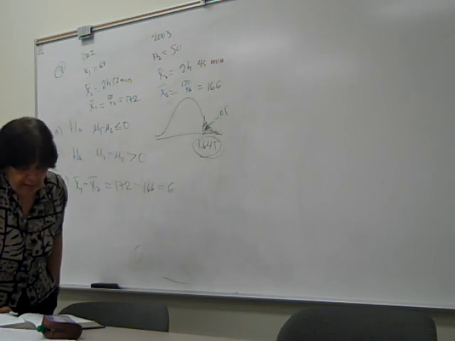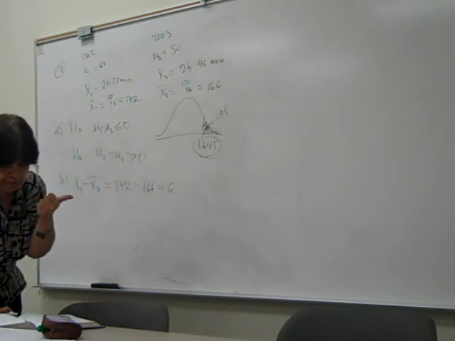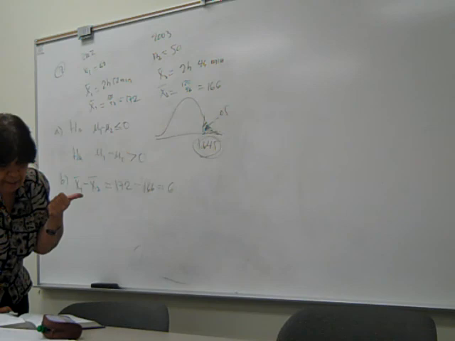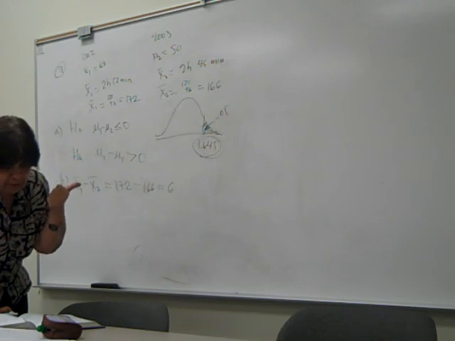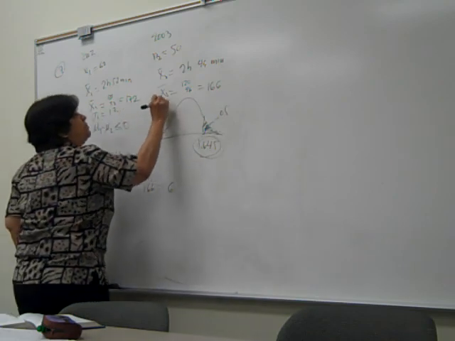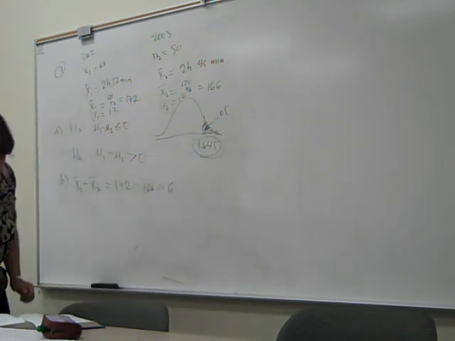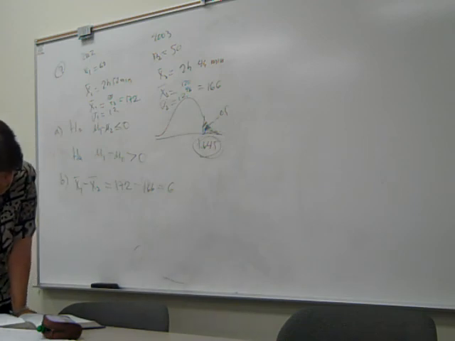Historical data indicates that the population standard deviation is 12 minutes in both years. So sigma 1 is equal to 12, and sigma 2 is also equal to 12. That's it. Okay, check the test.